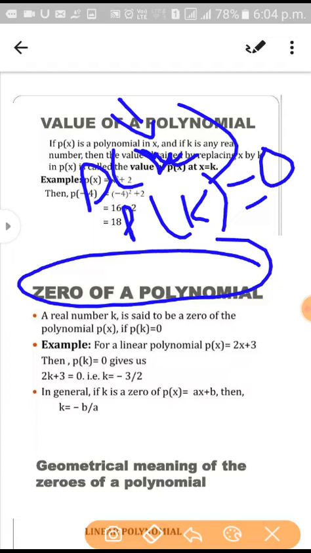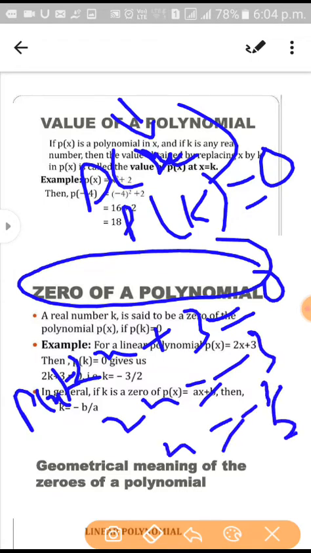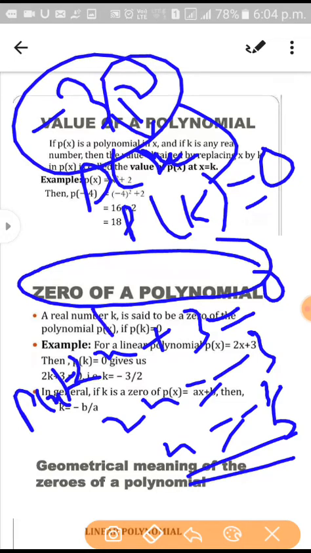Also we have discussed in our last class how to find the zero of a linear polynomial. Suppose our polynomial is 2x plus 3 and we want to find the zero. We put it equal to 0 and solve. 2x equals minus 3, x is minus 3 by 2. So the zero of this polynomial is minus 3 by 2. It means when we put minus 3 by 2 in place of x in this polynomial, the result will be 0.